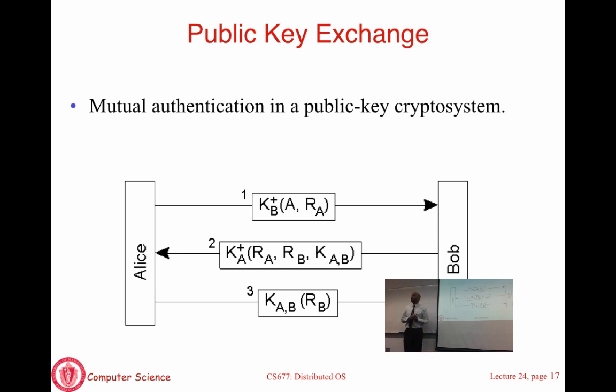Two parties are agreeing on a key by exchanging nonces, and one of them generates the key and sends it off to the other in encrypted form. Now again, the security of this protocol depends critically on the ability to securely get public keys.